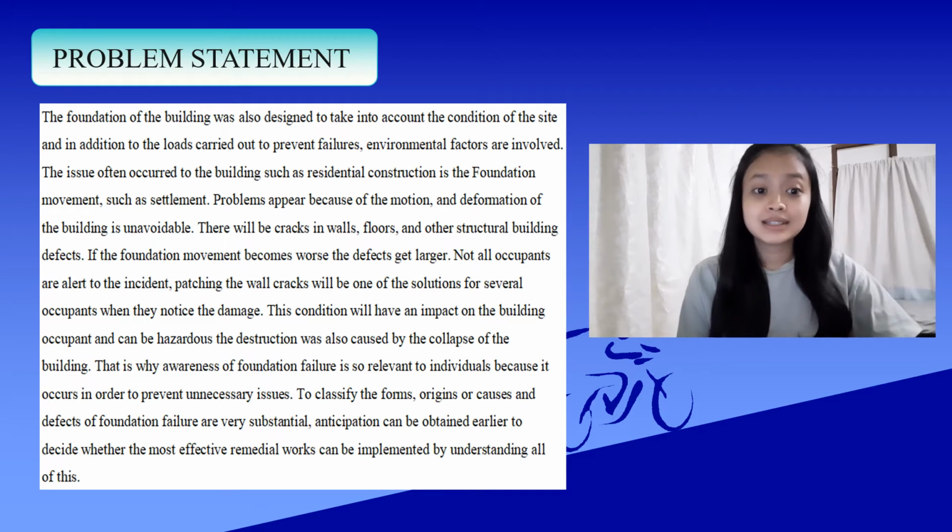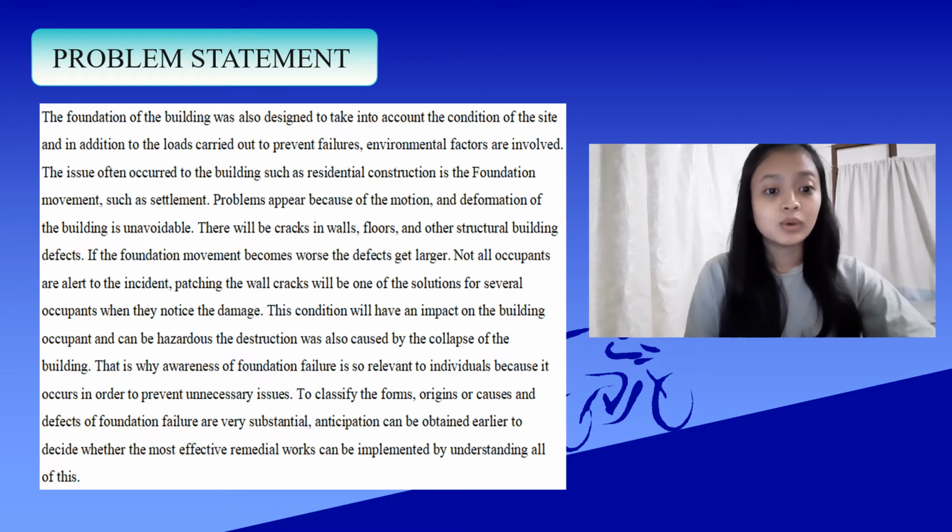There will be cracks in walls, floors, and other structural building defects. If the foundation movement becomes worse, the defects get larger. Not all occupants are alert to the incident. Patching the wall cracks will be one of the solutions for several occupants when they notice the damage.